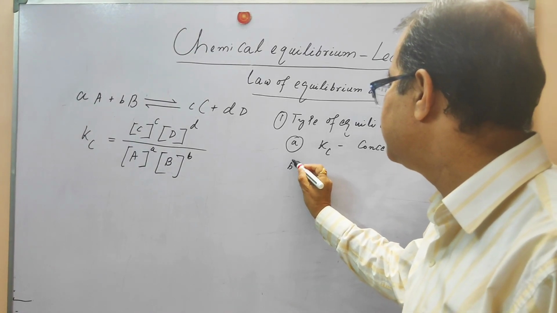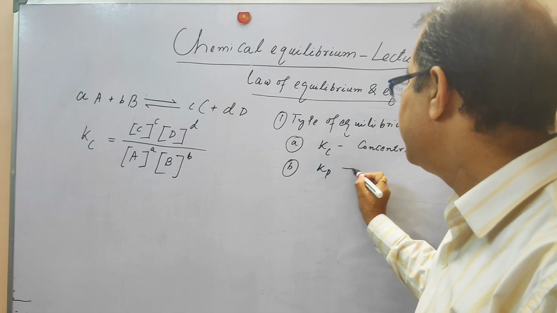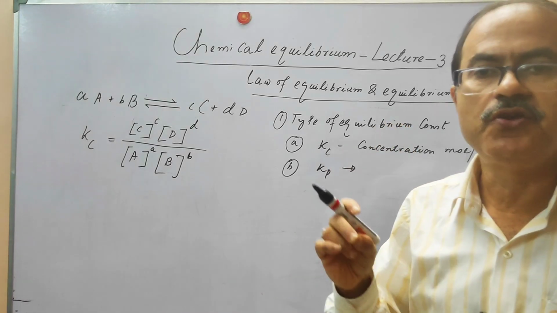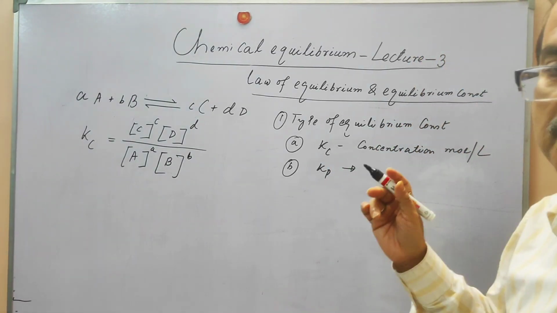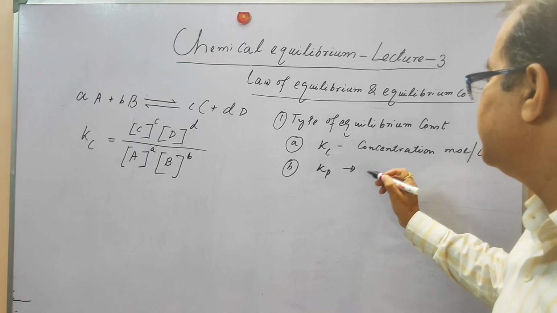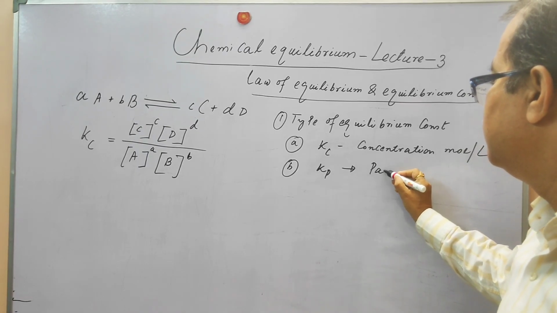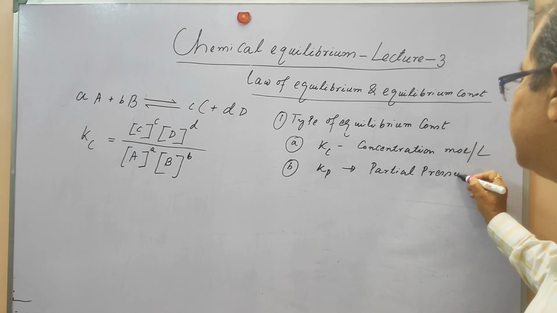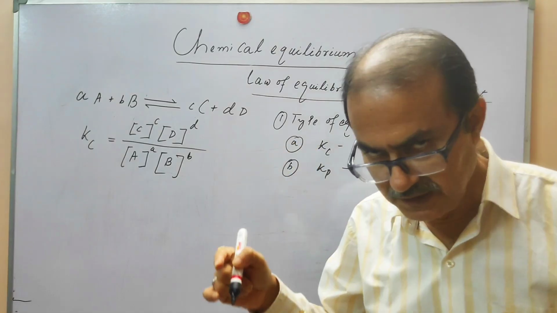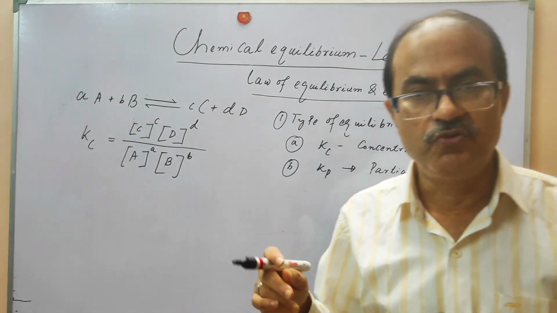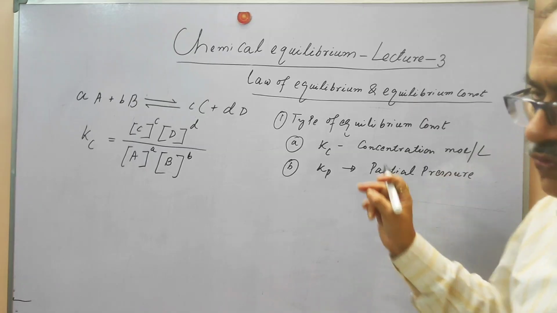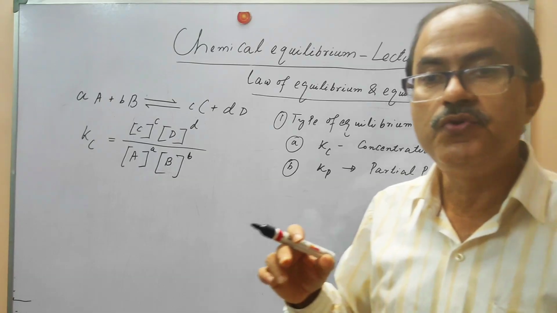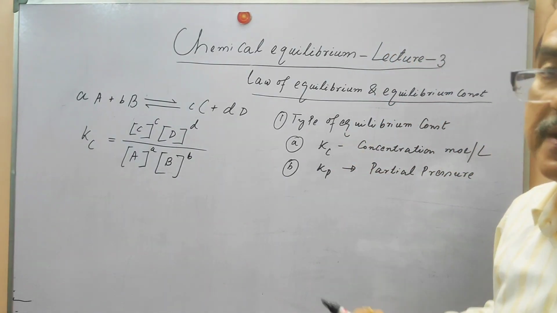And another thing, that is Kp, where instead of concentration, we will concentrate on the partial pressure of the gases, which is much more applicable in the case of gases. This equilibrium constant term in terms of partial pressure, we will discuss in the next video, video number 4, how we are able to draw a relationship between the Kp and Kc.